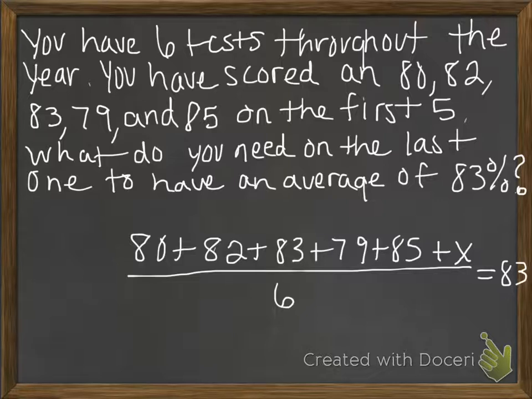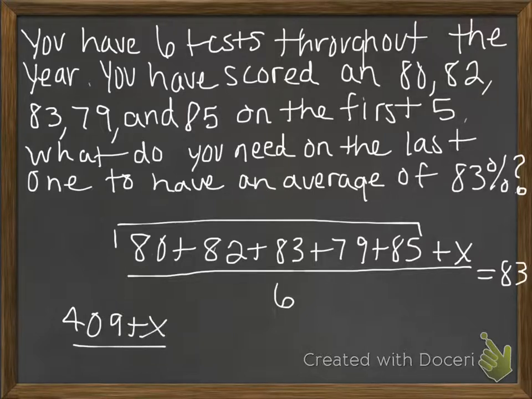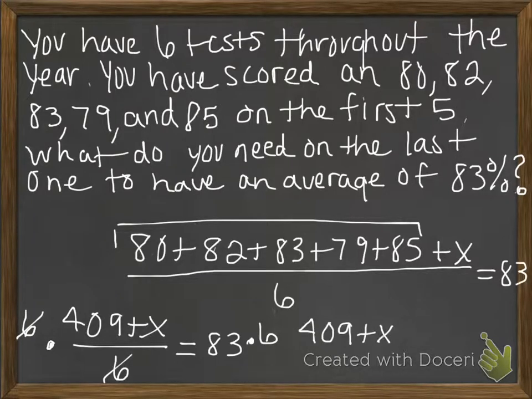Okay, so now to start solving this, I want to add up all my numbers on the top. When I do this, I get 409. So now I have 409 plus x divided by 6 equals 83. All right, now if we remember from solving two-step equations, we want to get rid of the 6 on the bottom first. Well, it's being divided by 6, so we want to multiply by 6. That's going to cancel that out. So I need to multiply by 6 on this side as well. So now I'm left with 409 plus x equals 83 times 6, which gives you 498.